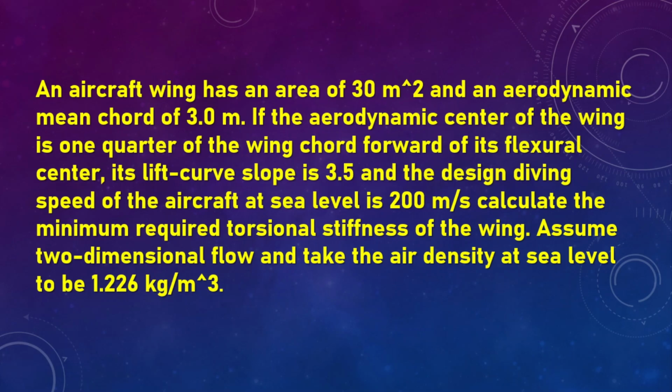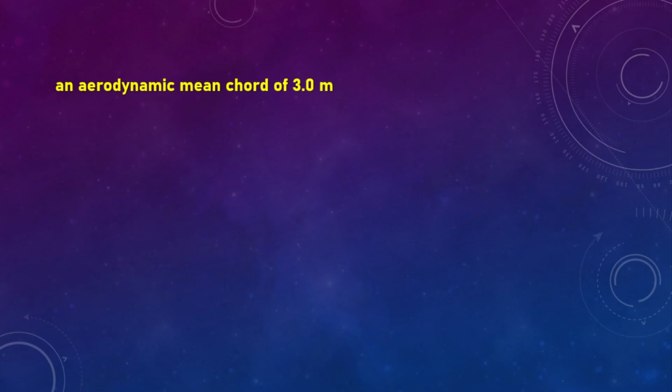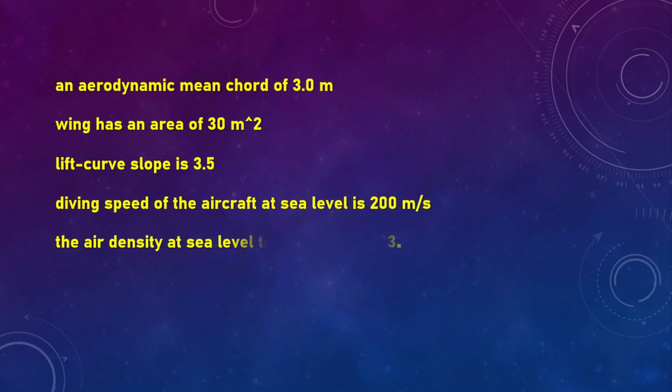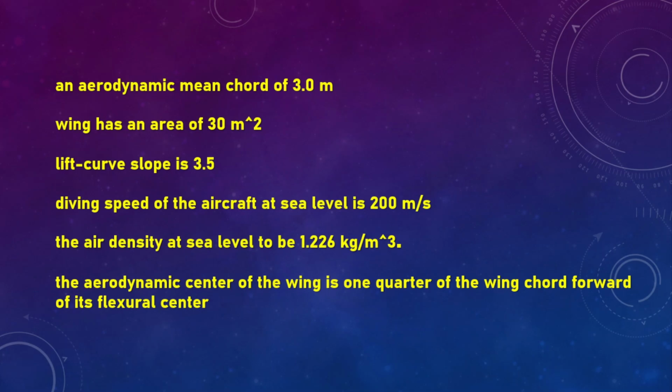Now, the assumption has to be made that this is a two-dimensional flow. We're not considering the 3D problem because it is much more difficult. If you go further into aeroelasticity, you may have to consider three-dimensional problems. But for our course, because it's a subsection of a larger course, we have confined ourselves to two-dimensional flow, right? Now let's extract the data first. For example, these are given: mean aerodynamic chord, area, slope, diving speed, air density, and this statement.